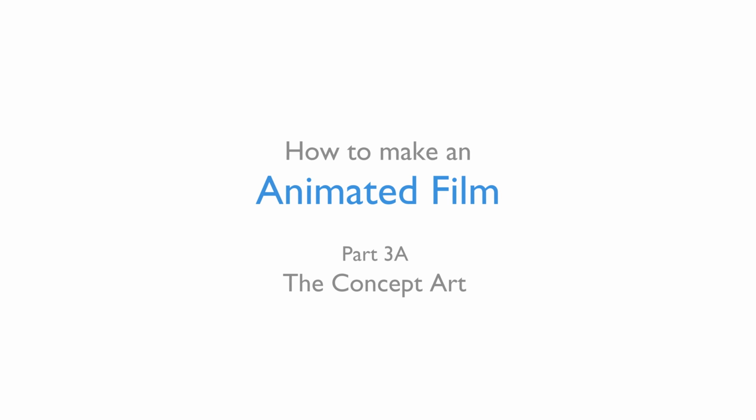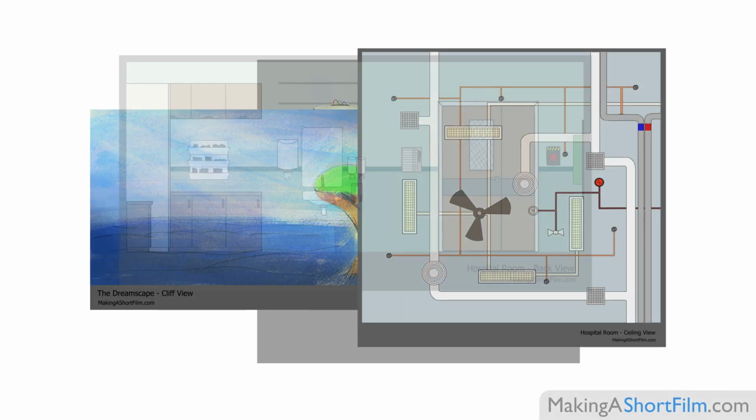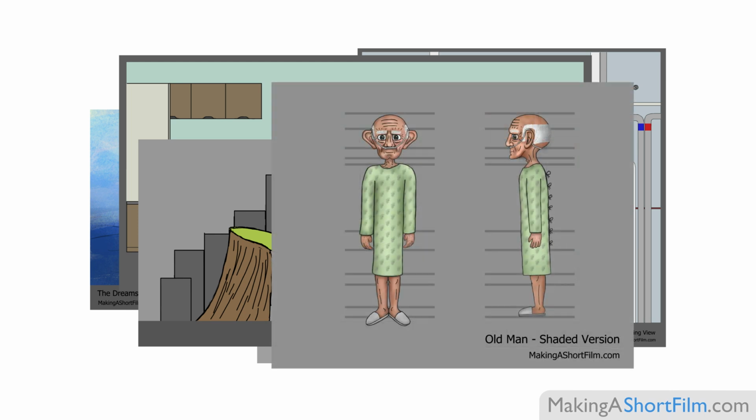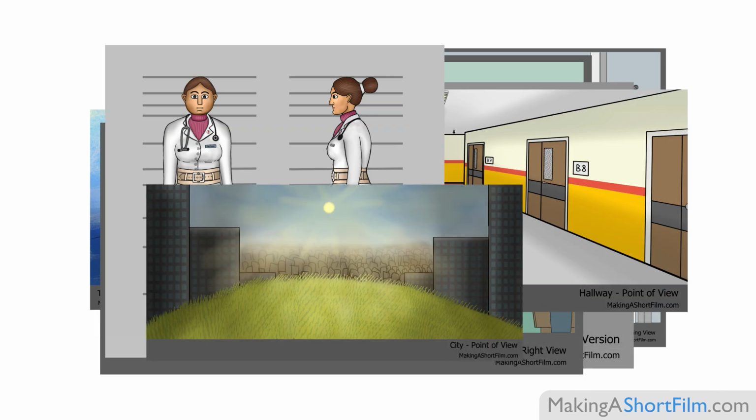The next step in creating an animated film is the concept art. Concept art is when you design the different elements of your film by making drawings and paintings of them. This is crucial in creating an animated film, since it allows you to find how the film will look before doing anything else. This has 3 key benefits.